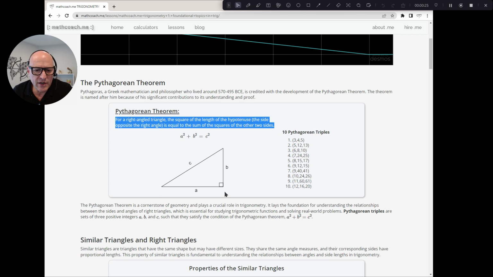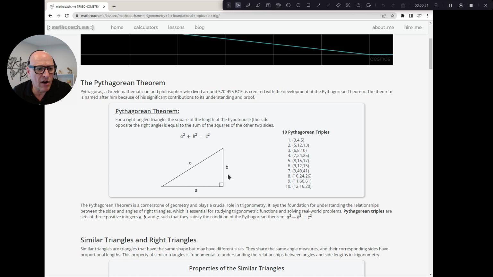So for this right triangle here, where c is the length of the hypotenuse and a and b are the lengths of the other two sides, this is the algebraic version of the Pythagorean theorem: a squared plus b squared is equal to c squared.